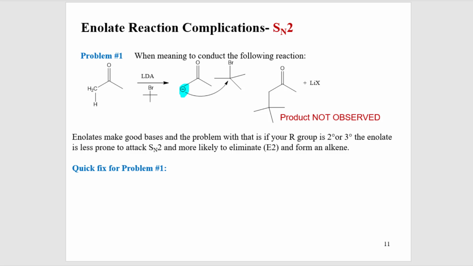Well, I deprotonate, right? Acid-base chemistry. The LDA is my strong base, and I'm going to deprotonate the alpha position. I could draw it as an enolate as well. And then I want to do an SN2. Okay, what's the problem? Why do I not observe this product?